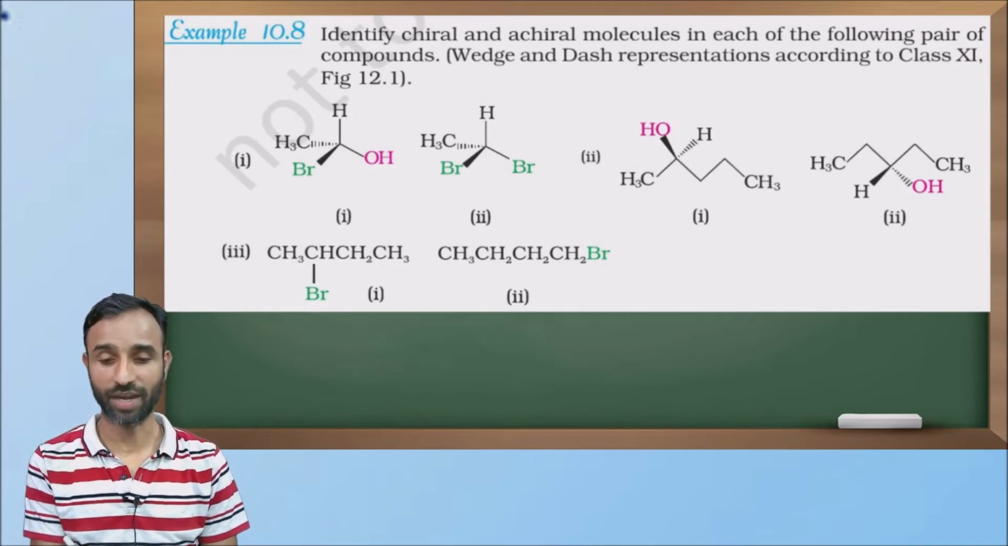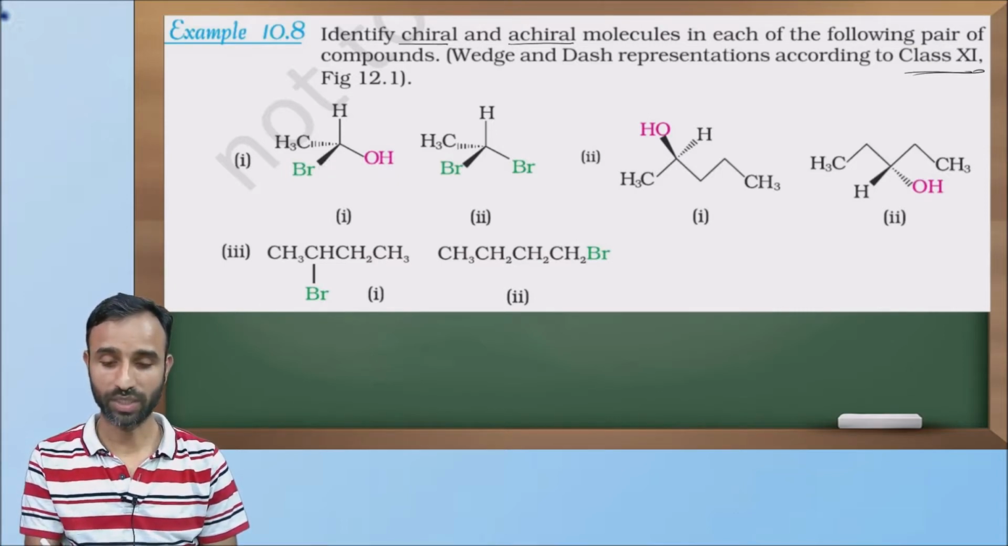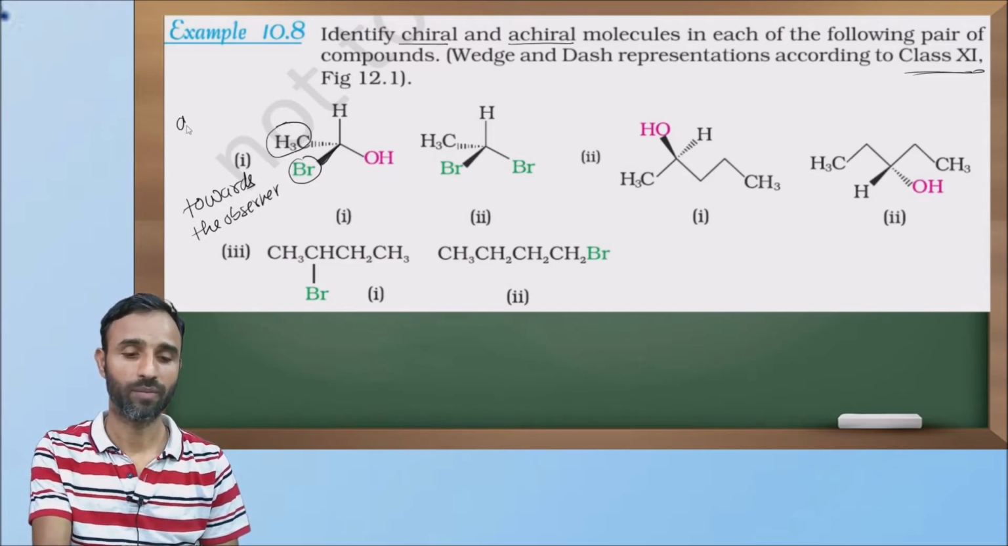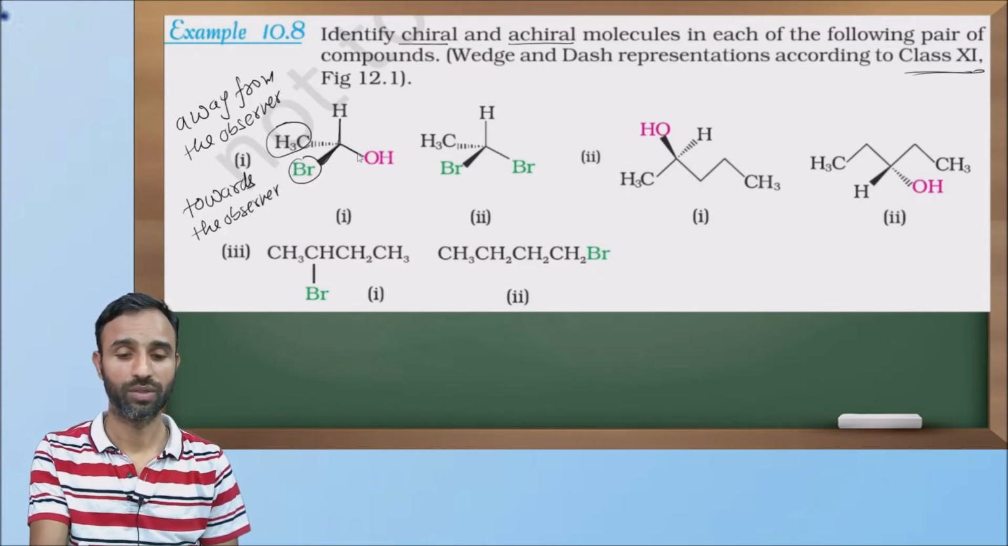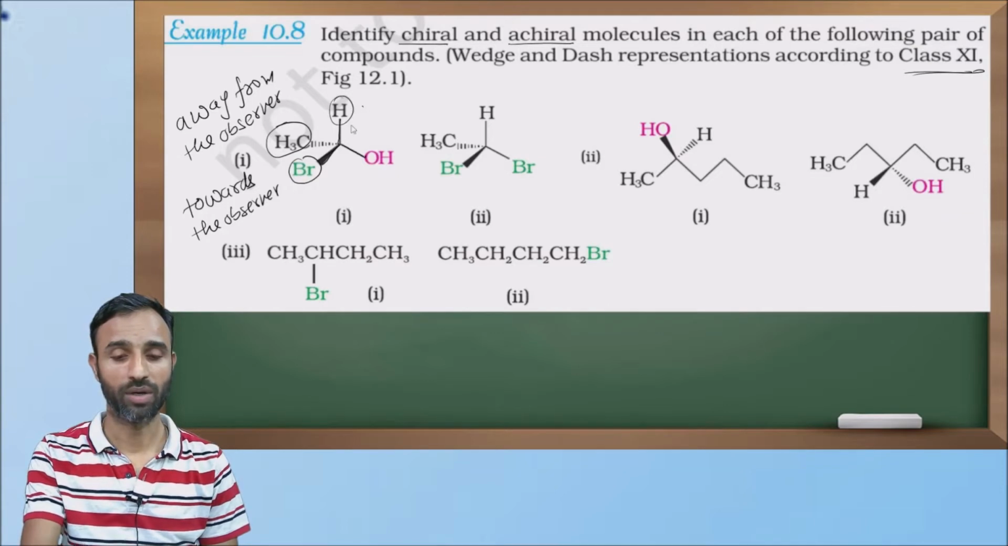Identify chiral and achiral molecules in each of the following pair of compounds. Wedge and dash representation according to class 11. So this wedge means the group is towards the observer, and dash means the group is away from the observer, and these normal lines mean these groups are on the plane of the paper.